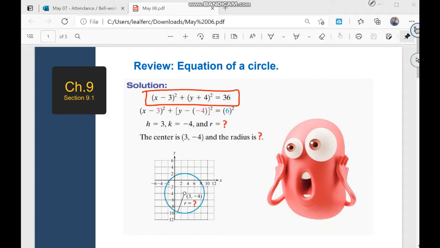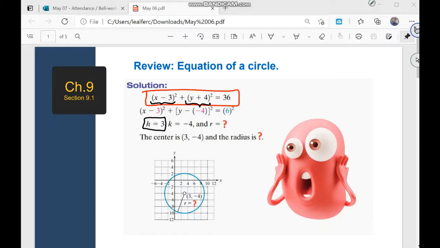And from this example, we have to find the coordinates of the center of the circle, and also calculate the value of the radius. Remember how we do this? Check this first term and find what value of x makes this equal 0. The value of x equals 3. So the x coordinate of the center is 3.